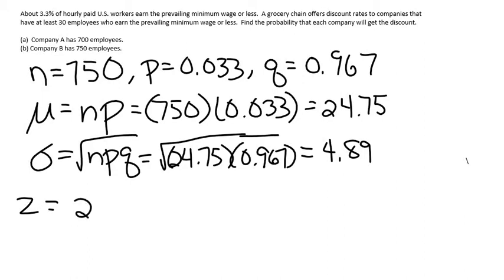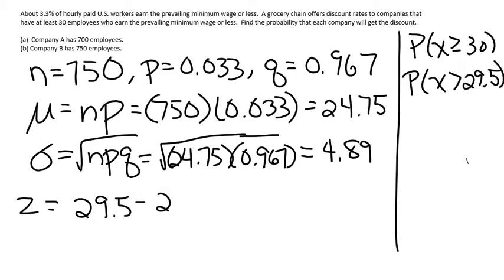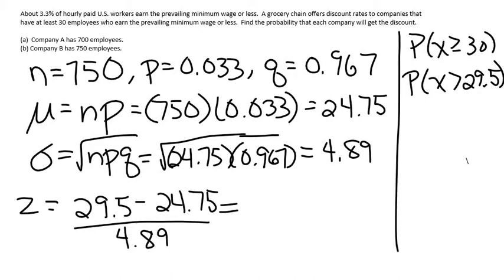Z is equal to 29.5. Again, just to verify, we're still looking for P is bigger than or equal to 30. And again, using that continuity correction, we would still use X is bigger than 29.5. Minus 24.75 all over 4.89. This is approximately equal to 0.97.